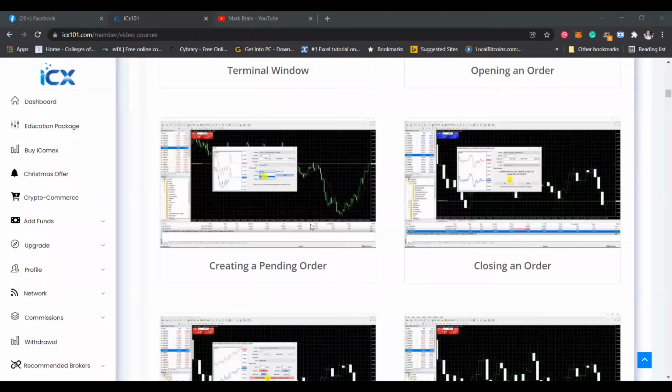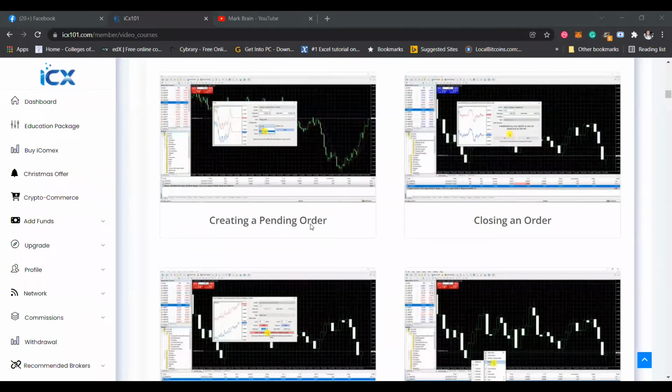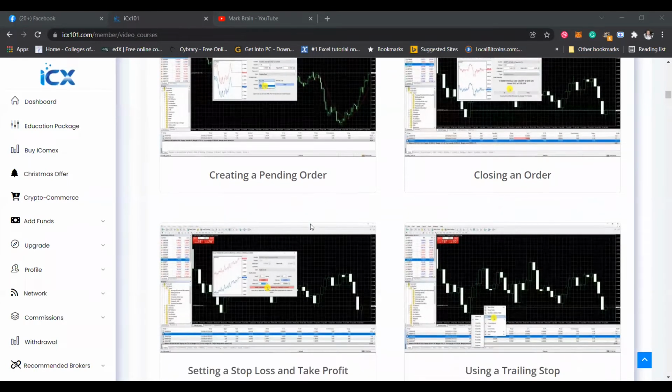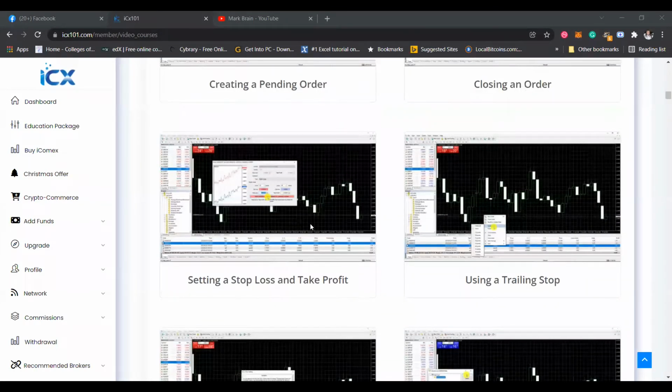How do you do that? Pending order does that for you. And we're going to look at that. All right. We have closing the trade or the order after the trade has run and you want to come out of the market. How do you do that? It is in our back office. Then setting stop loss and take profit.